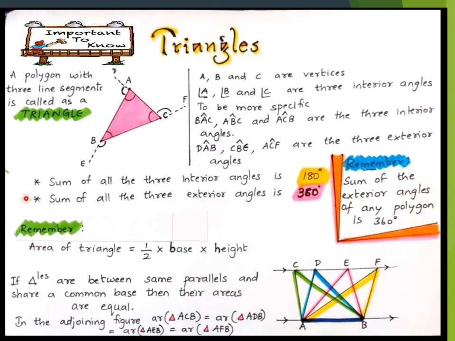Now, before we start with the triangles in 10th standard chapter, you should be knowing few facts and other information related to triangles. What is a triangle? Triangle is a polygon with 3 line segments. You can see here AB, BC and AC. So, any triangle will have 3 line segments and it will have 3 vertices, that is A, B and C. In this diagram it is A, B and C.